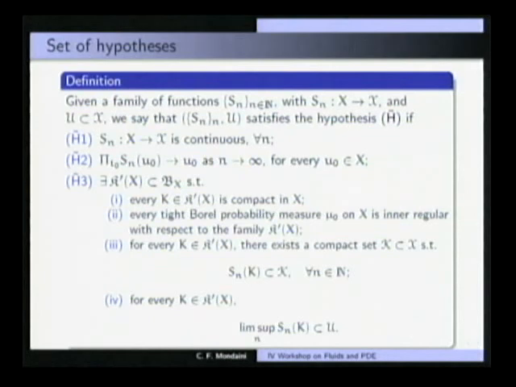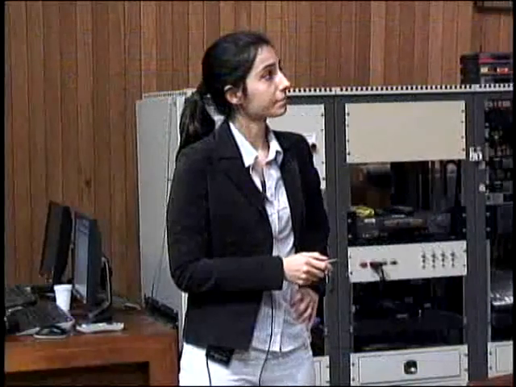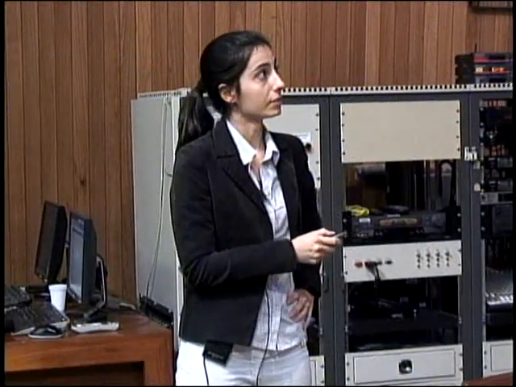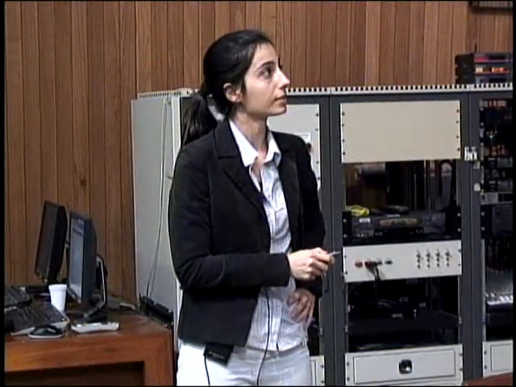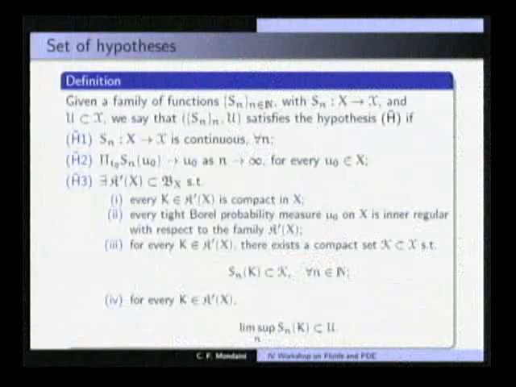The third one is similar to the previous one, but here we have this condition which requires, for each K in this family K prime, that the family of solutions which started at K, by the solution operator S_n, is contained in a set K of the trajectory space, which is a compact set. And this compact set is valid for all n.